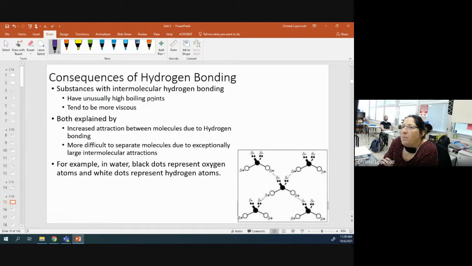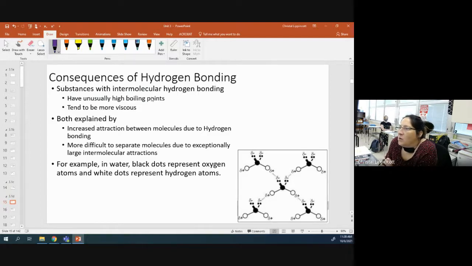They are both explained by the increased attraction of the molecules due to hydrogen bonding. The more difficult it is to separate the molecules, especially intermolecular forces, these large molecules, it makes it more viscous, and it's also going to give it higher boiling points and higher melting points.